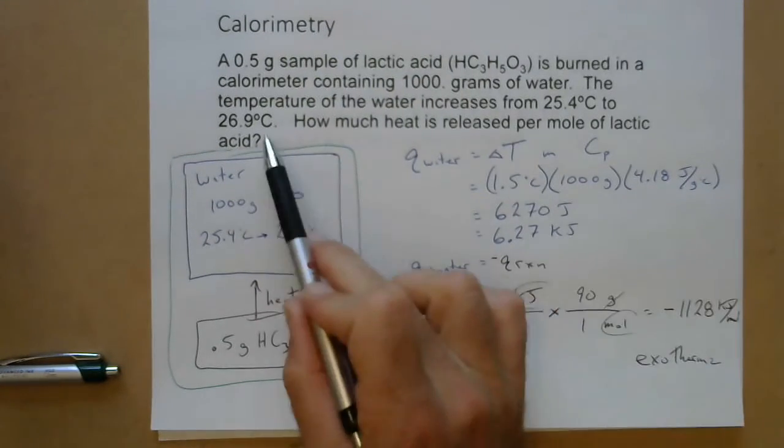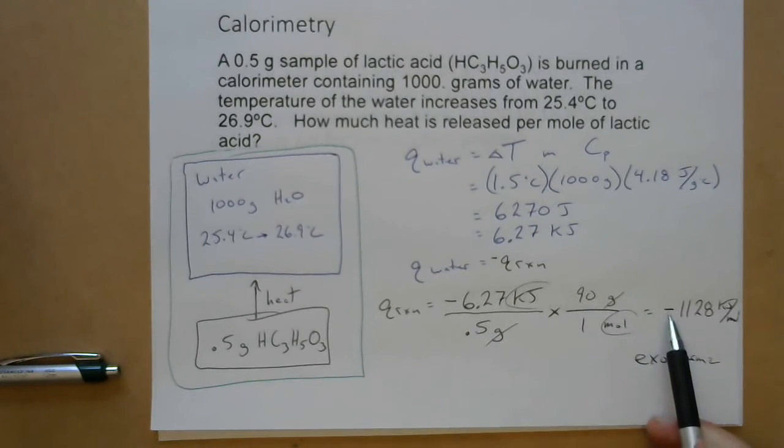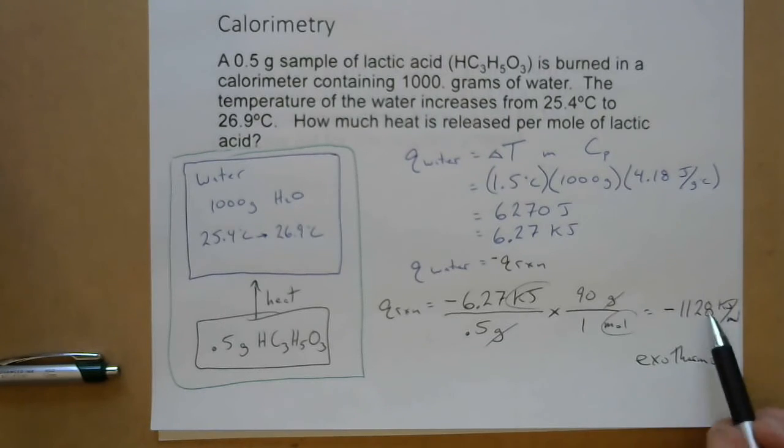Anytime the water gets hotter, you know that the reaction must have released heat, so you know it's going to be a negative sign for the reaction. Okay, and so this is your enthalpy change in kilojoules per mole of this exothermic reaction.